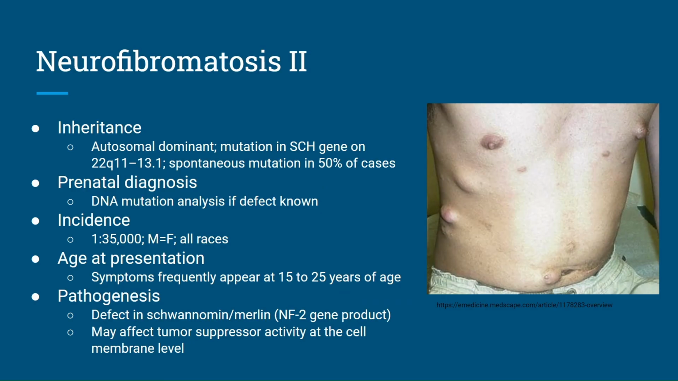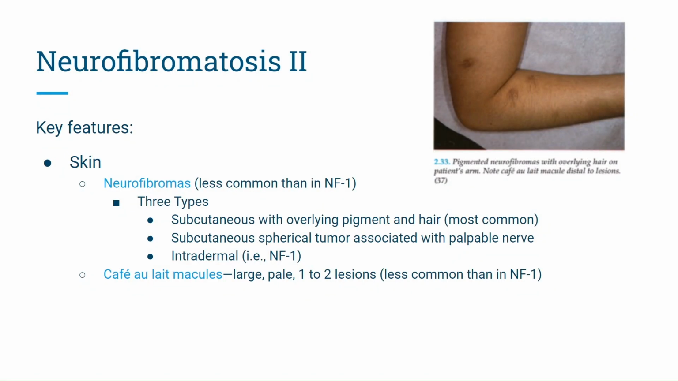And then we'll talk about NF2. NF2 is an autosomal dominant mutation in the NF2 gene. The NF2 gene is on chromosome 22, so that's an easy way to remember. NF2, chromosome 22. The NF2 gene product is the protein schwannomin or merlin, and that also affects tumor suppressor activity at the cell membrane.